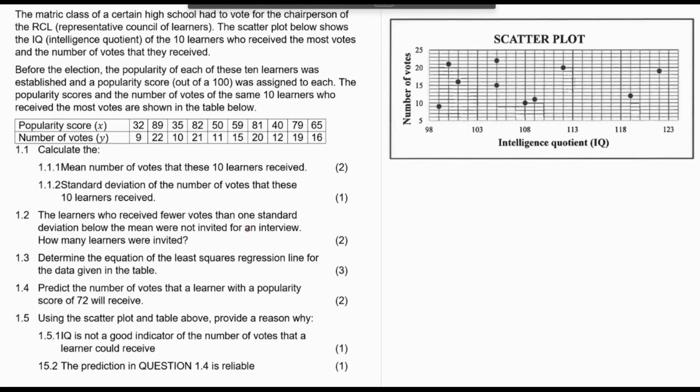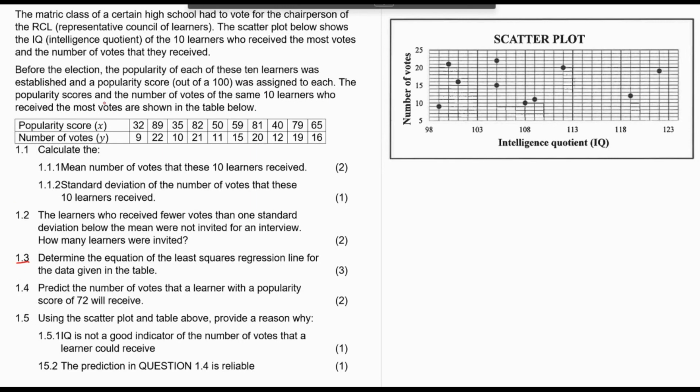Welcome back. Let's do question 1.3. The matric class of a certain high school had to vote for the chairperson of the RCL. The scatter plot below shows the IQ of the 10 learners who received the most votes and the number of votes that they received. Before the election, the popularity of each of these 10 learners was established, and a popularity score out of 100 was assigned to each.